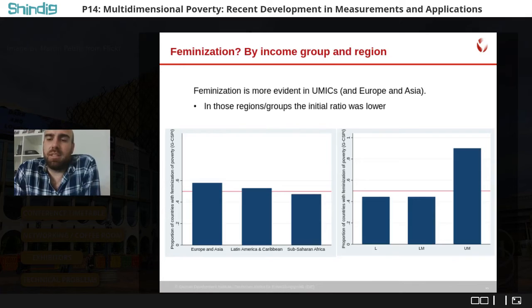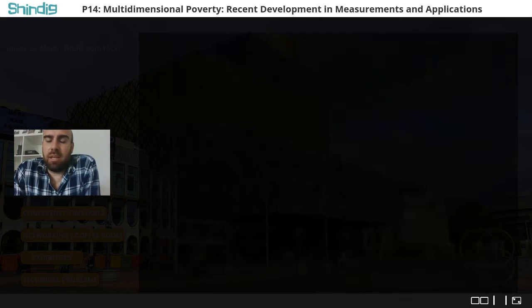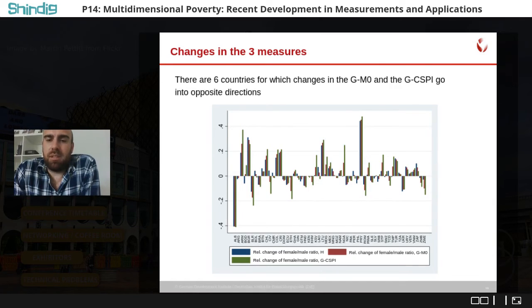the static perspective, in a sense that female poverty increased more than male poverty, especially in upper middle income countries and Europe and East Asia, that actually started with lower female to male poverty ratio. So there seems to be a sort of convergence dynamic. And in the next slide, the same convergence dynamic can be seen.